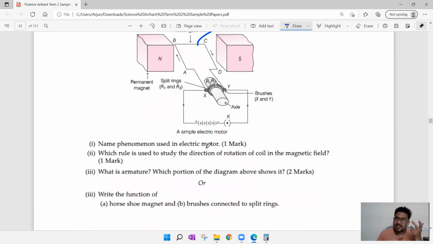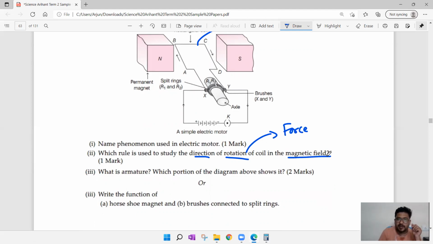Or you can write Fleming's left hand rule also. That is also correct. Okay, number 2. Which rule is used to study direction of rotation of coil in the magnetic field? Fleming's left hand rule. According to Fleming's left hand rule, direction of rotation means force produced.